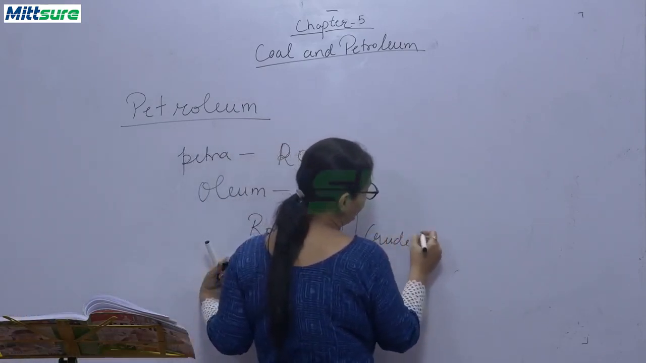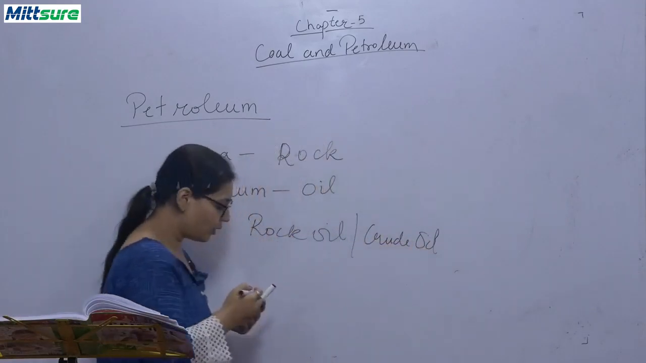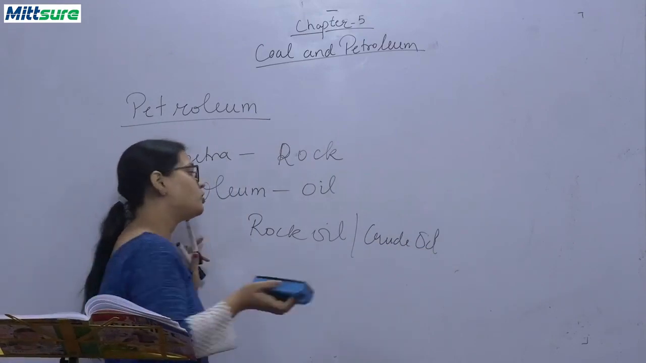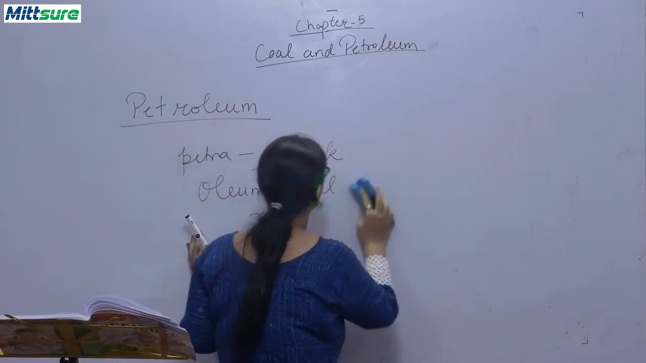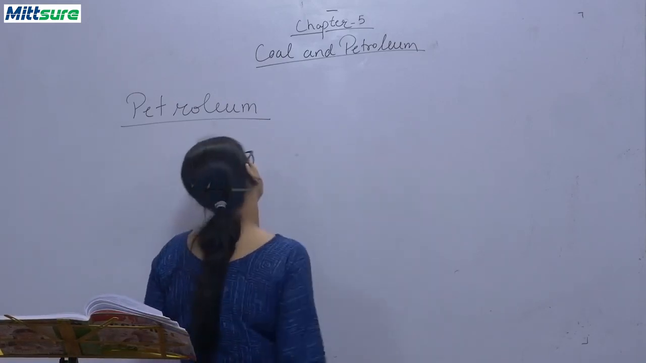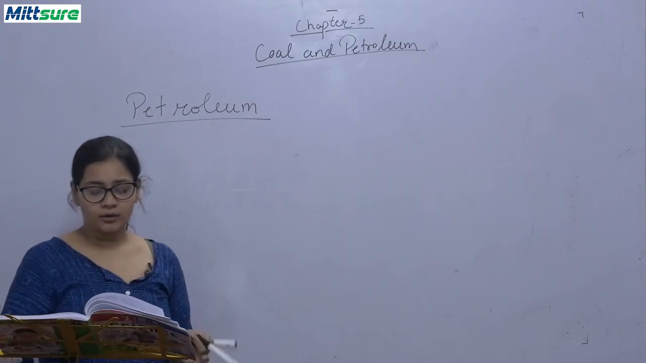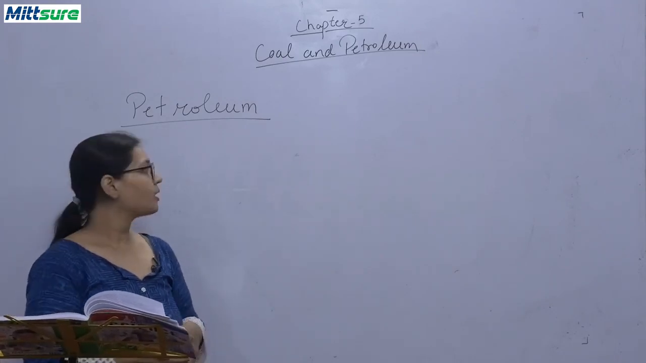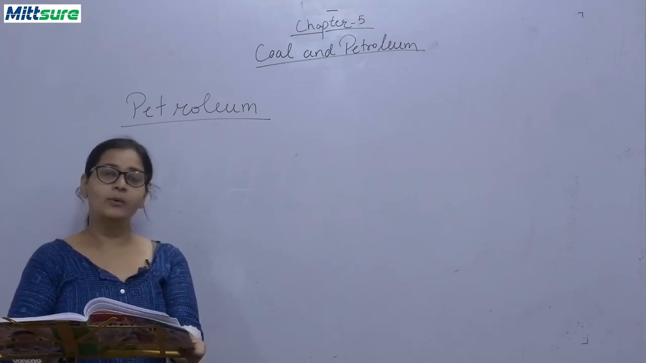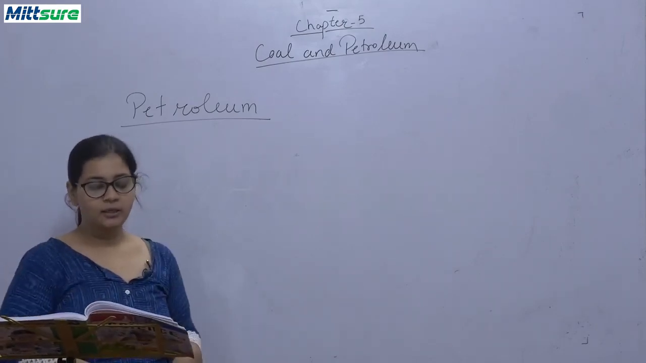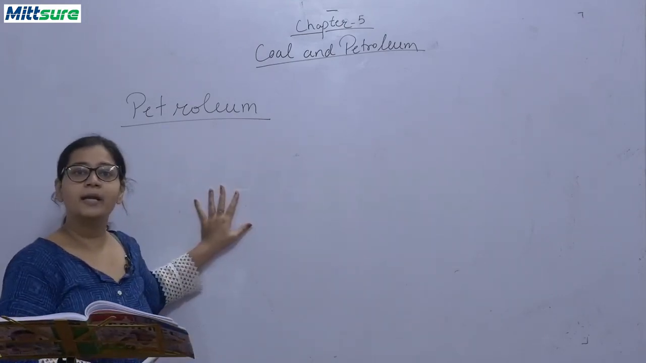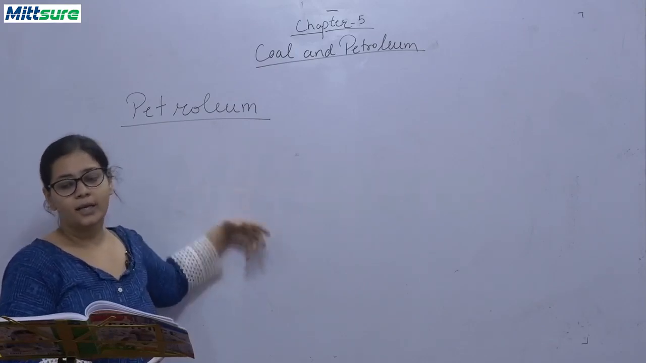Crude oil. This petroleum or the products of petroleum, petrol and diesel, are very much used by our vehicles for running. We use the energy of petrol and diesel to run our vehicles. Now, it is a naturally occurring flammable liquid found deep inside the earth's crust, and it is a complex mixture of hydrocarbons and other useful organic compounds.